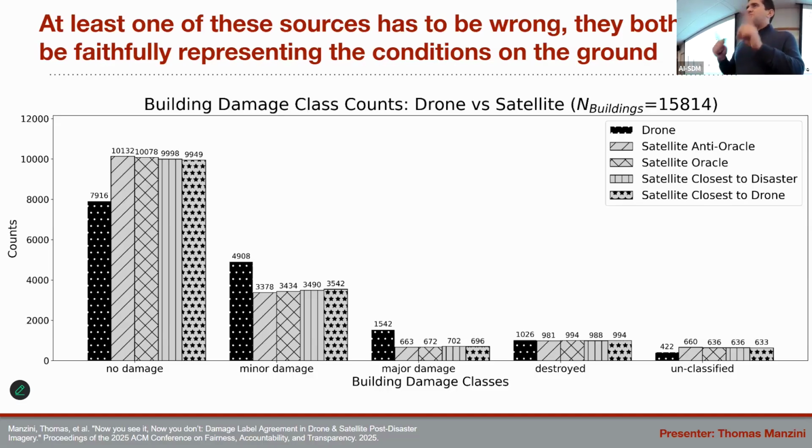The second thing to mention is that this finding shows us that we don't know what is actually happening on the ground, because these two distributions are statistically different, very significantly so, and one of them has to be wrong. I can't tell you which one. We don't have ground level data to say the drone is closer or the satellite is closer. But the conditions reflected by one of these is going to misrepresent the actual conditions in practice.